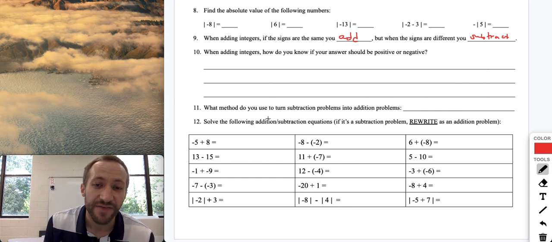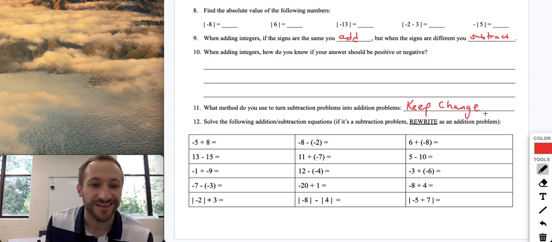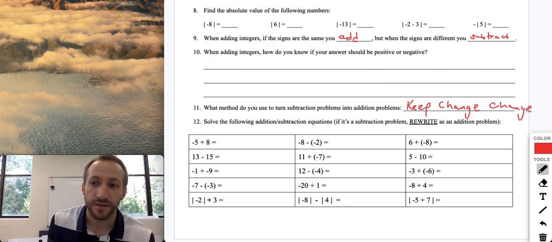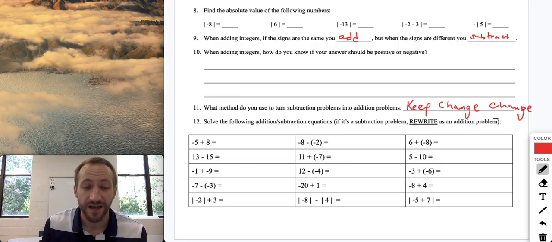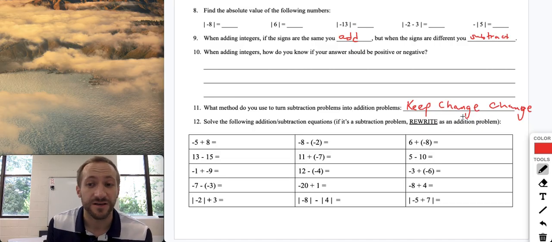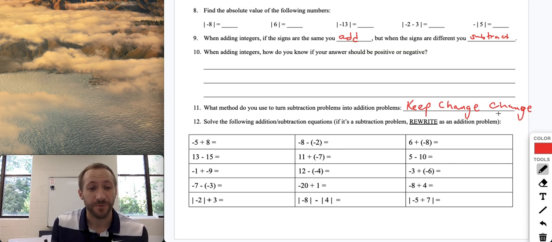So what method do you use to turn subtraction problems into addition problems? We use this method called keep, change, but there are some other ways to think of it. You can think of it as adding the opposite, all right? Keep, change is a simpler way that a lot of kids like to remember, and a lot of teachers use it too. It's a helpful little device to memorize this. Whenever we do this, we're going to keep the first number the same, change the subtraction sign to addition, and change the following number's sign.